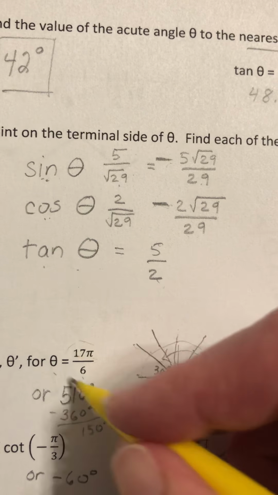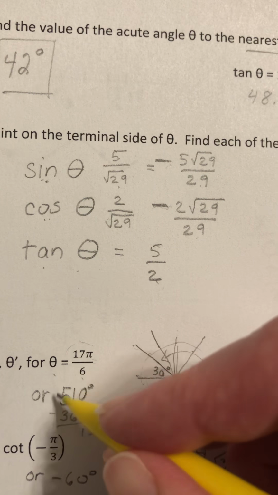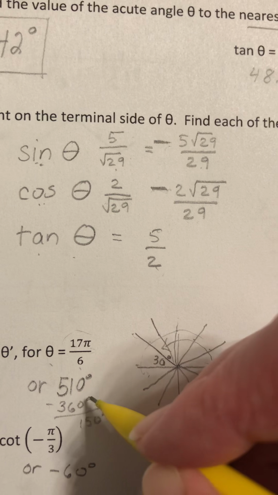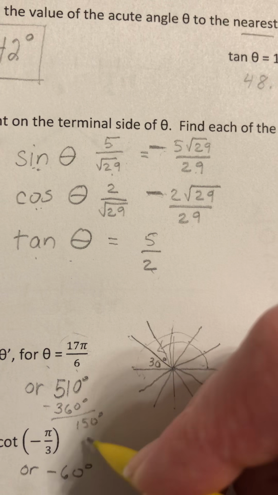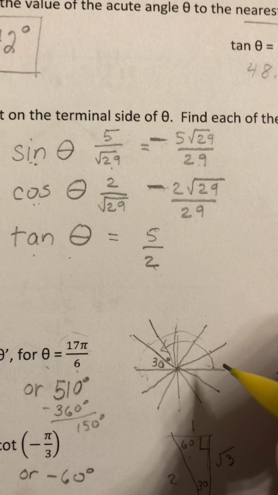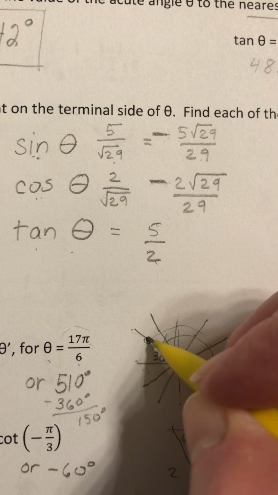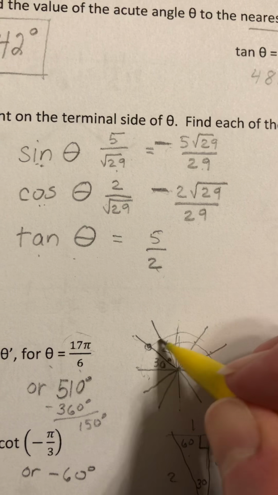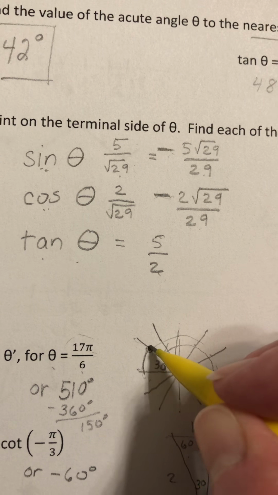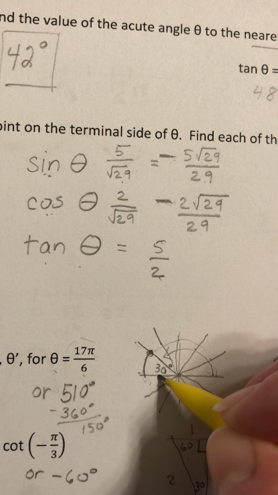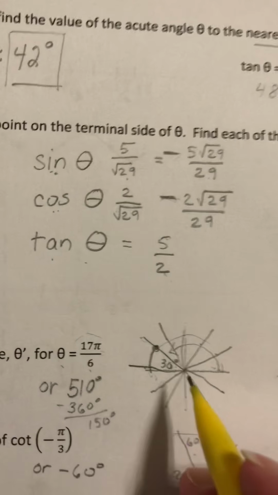Or if you want to convert this to degrees, it might be easier to work with, and then just subtract 360 degrees in a circle, and that gives you what's left over, 150 degrees. So either way, you're going to land here. A 150 degree turn means I have 30 degrees left as my reference angle before I hit the x-axis.